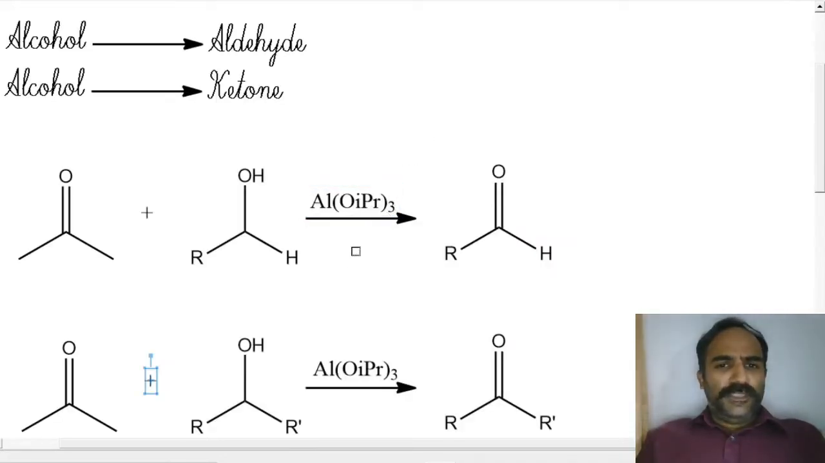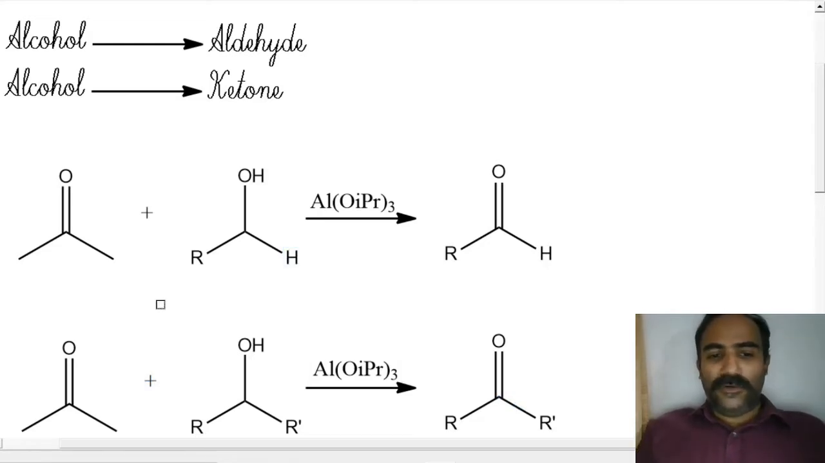The reagent used is usually an aluminum alkoxide, like aluminum isopropoxide, and also a ketone. So a ketone should be there to accept the hydride from this alcohol so that this alcohol can be converted into a ketone or aldehyde in this case. So if it is a primary alcohol, this will be converted into an aldehyde, and if it is a secondary alcohol, this will be converted into a ketone. So there should be a hydride transfer. Tertiary alcohol does not give this reaction.